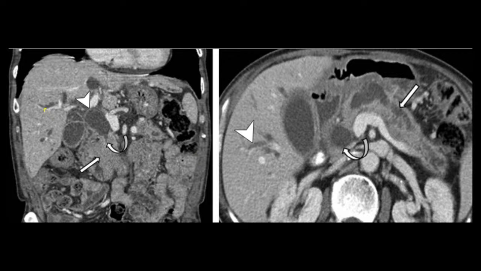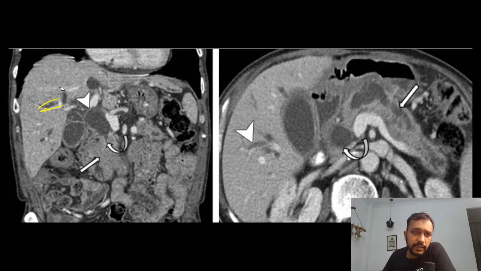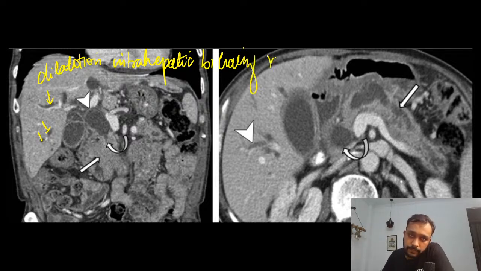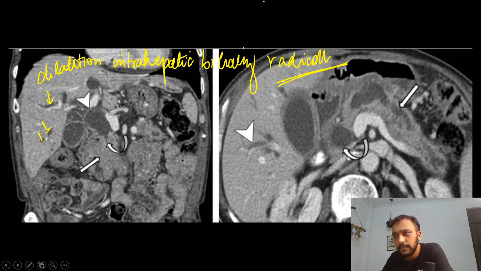Someone else also used the word hypodense in the X-ray. These are not hypodense lesions, but this is dilatation of the intrahepatic biliary radicals. Clear? Okay.